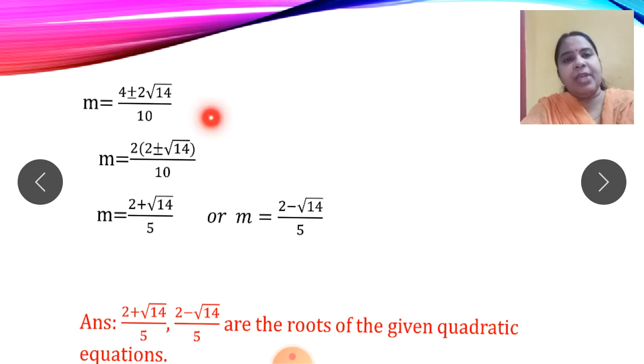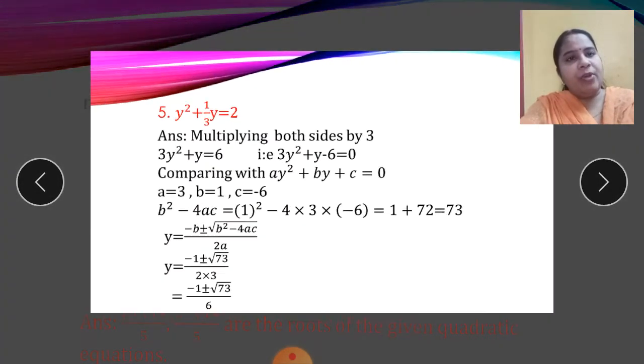Final answer can be plus root 14, minus root 14. I hope you have understood this too. Answers, how I have got? Yes. And then you need to write the final answer. 2 plus root 14 upon 5 and 2 minus root 14 upon 5 are the roots of the given quadratic equations. I hope you have understood.